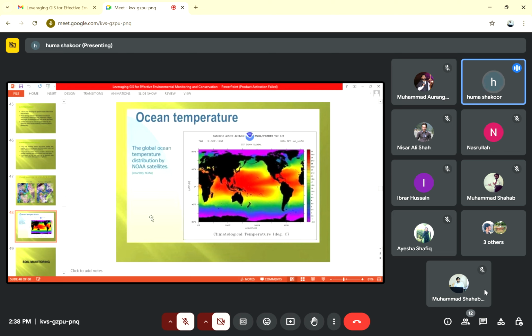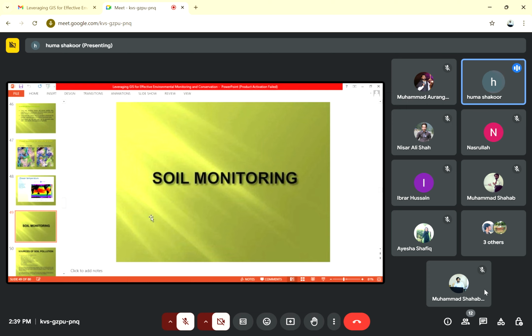Now, how to monitor the soil, because soil is one of the important parameters of the environment, which gives health to the environment, which gives you a healthy food, which gives you a healthy environment. And this is a very important thing.